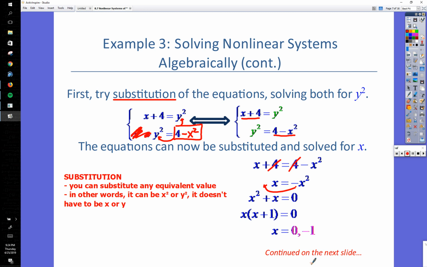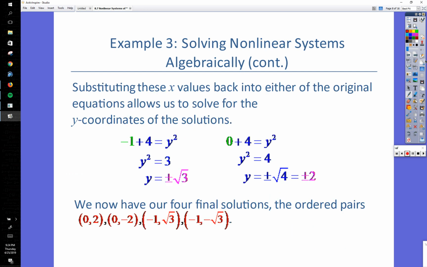So now we need to investigate how we find our y values. Once we know what those x's are, we're going to back substitute these into the original problems. And it can fit into either one. It doesn't have to be just the first or the second. Either one would work. They give you the exact same value. So you notice I substituted in negative 1 and I substituted in 0. So then I went ahead and solved.